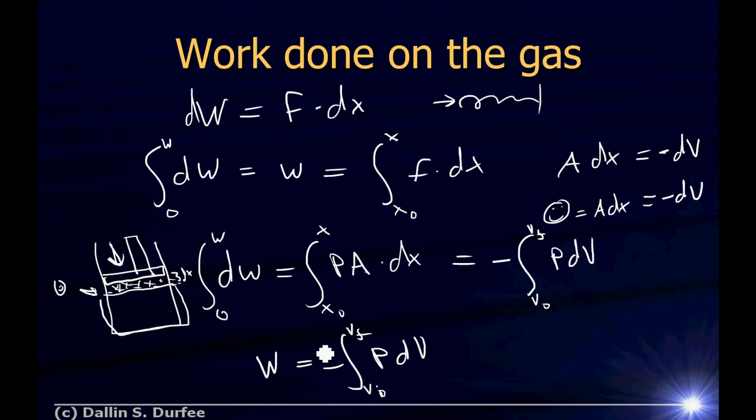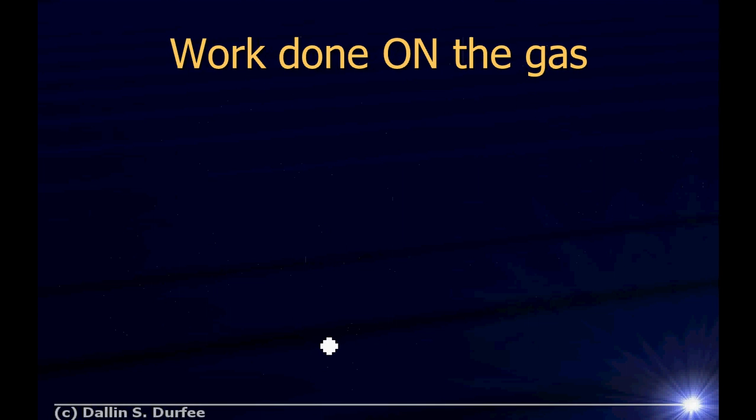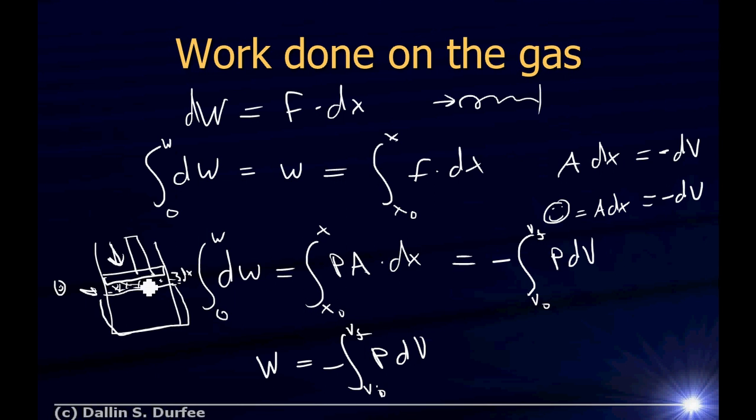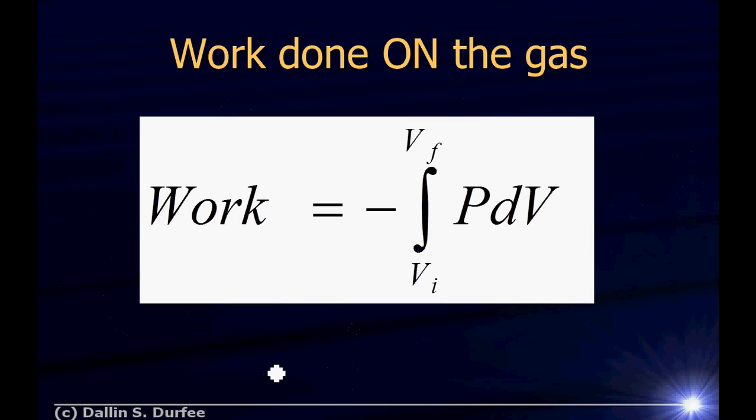Now, notice, it's work done on the gas, not just work. It's positive work if it's done on the gas. Negative work is being done on the piston when positive work is being done on the gas. If the gas is pushing the piston and doing positive work on the piston, negative work is being done on the gas. If the volume is increasing, negative work is being done. If the volume is decreasing, positive work is being done, increasing the energy of the gas.